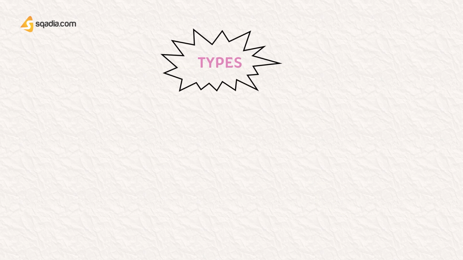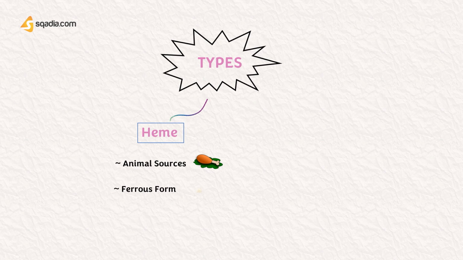Iron exists in two forms. First one is heme iron. Heme iron is obtained from animal sources like meat. It exists in ferrous form, that is Fe2+, and it is the form of iron which bonds to body proteins.